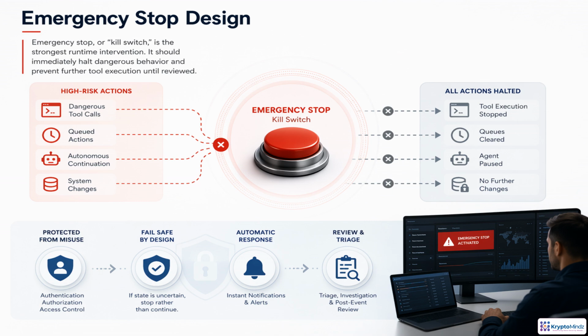An emergency stop is the last line of runtime control. When triggered, it should cut off dangerous tool calls, cancel queued work, pause autonomous loops, and block further system changes. The default should be fail-safe. If the agent's state is unclear, stop first and investigate.